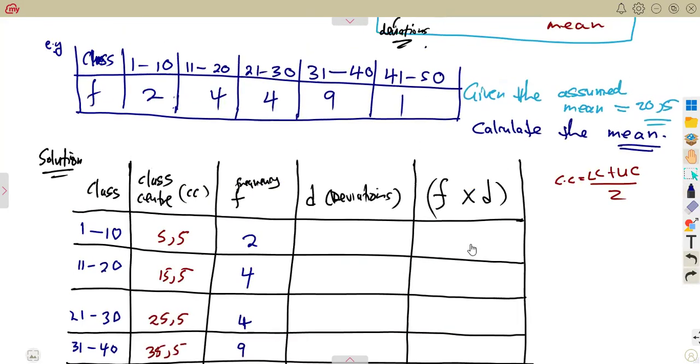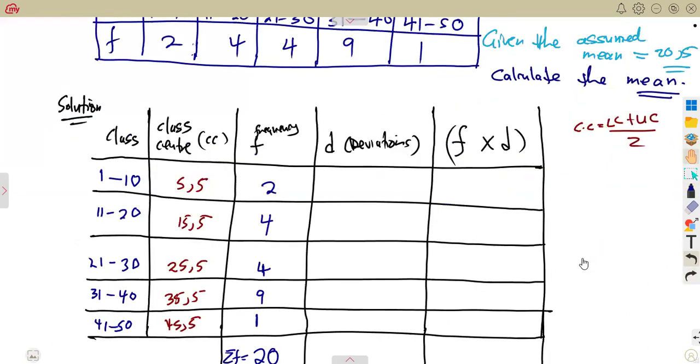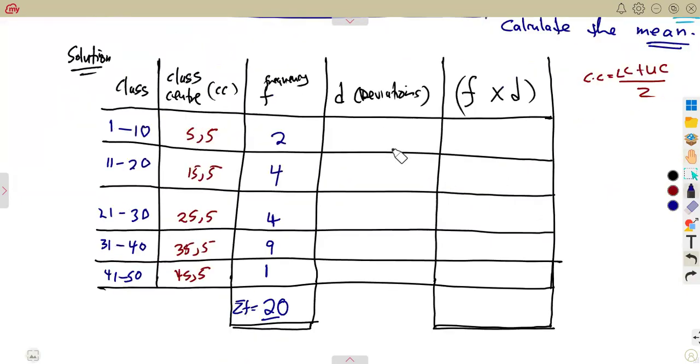But here there's a need for the deviations, the D. How do you determine deviations? D, the deviation, is class center minus the assumed mean. So class center minus the assumed mean. You simply substitute the class center that you are given there. So D, class center minus what? Assumed mean.